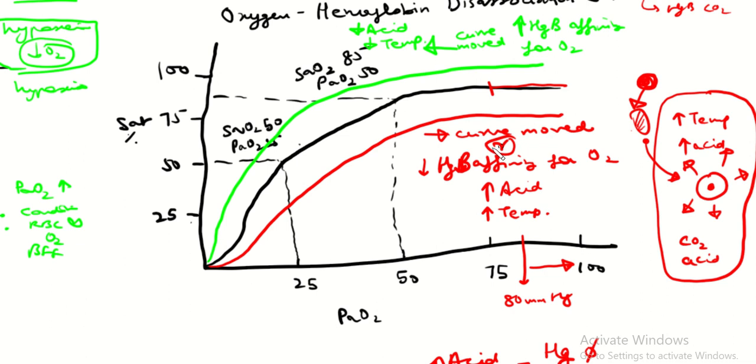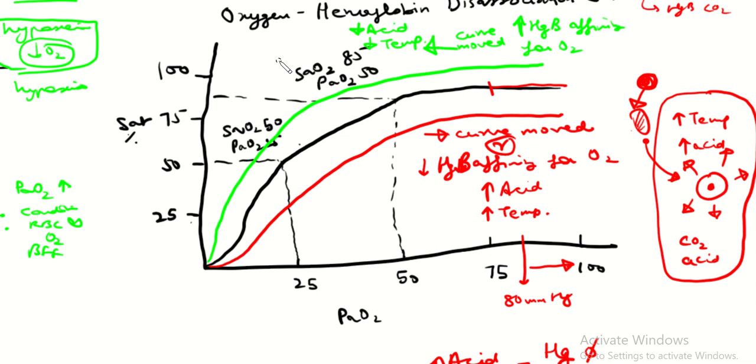If the curve moves to the left, the hemoglobin's affinity for oxygen goes up, which is what you want in the lungs. So when you have lower temperature and less acid, that's when the curve moves to the left.